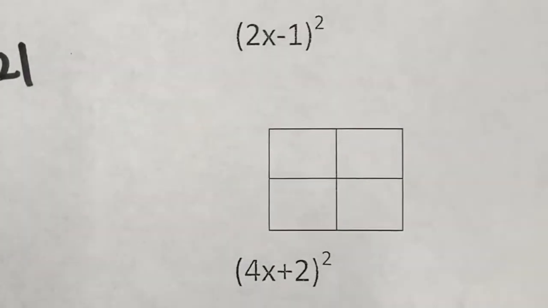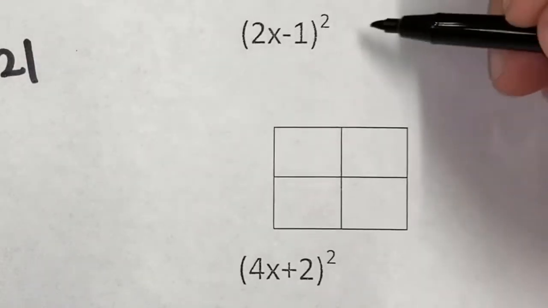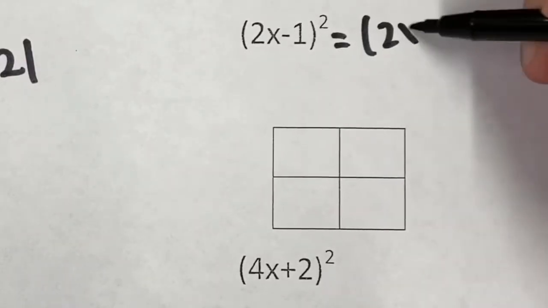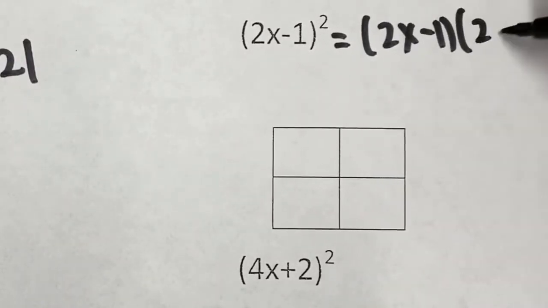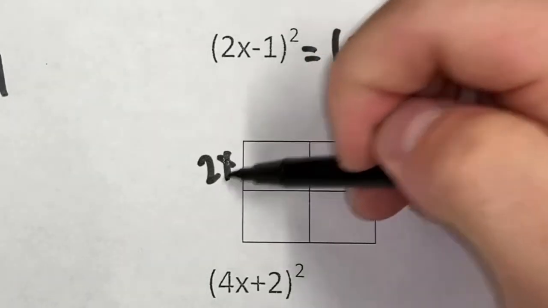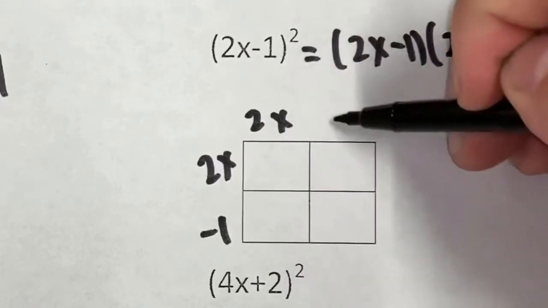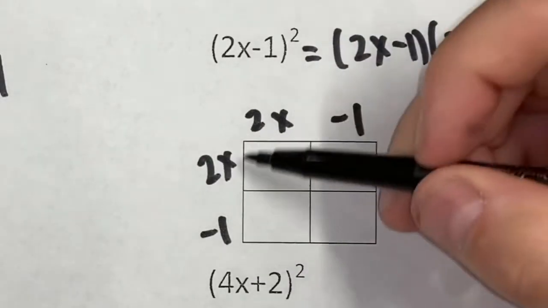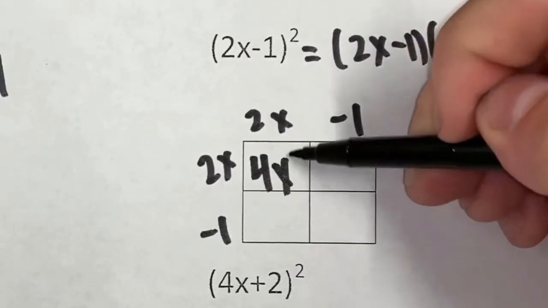Let's try this example. 2x minus 1 quantity squared. What does that really mean? That really means 2x minus 1 times 2x minus 1. We multiply that using the box, we get 2x minus 1 and 2x minus 1. 2x times 2x is 4x squared.